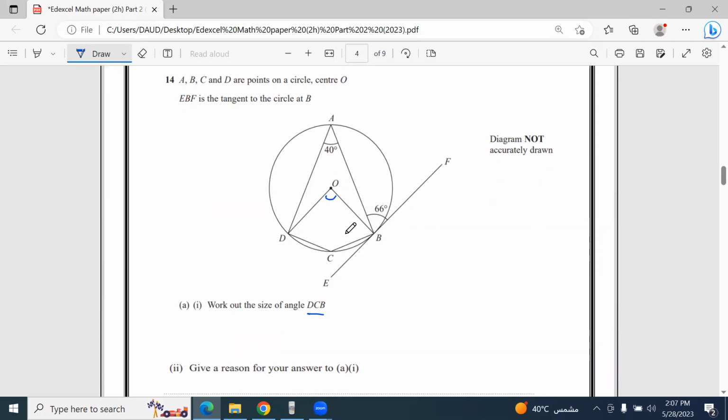So here we will apply one concept. The angle subtended at the center, this one. Work out the size of angle DCB, this one. So angle subtended at the center of a circle at an arc is twice the size of angle on the circumference subtended by the same arc. Means this one is the double of 40. We can say that 80.